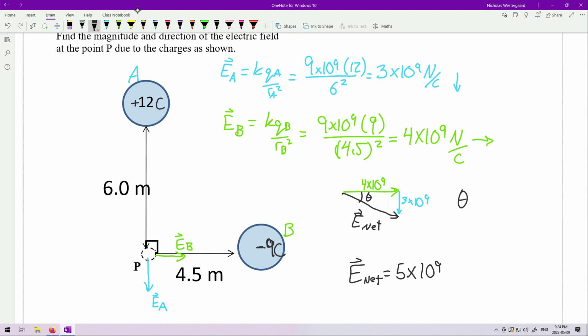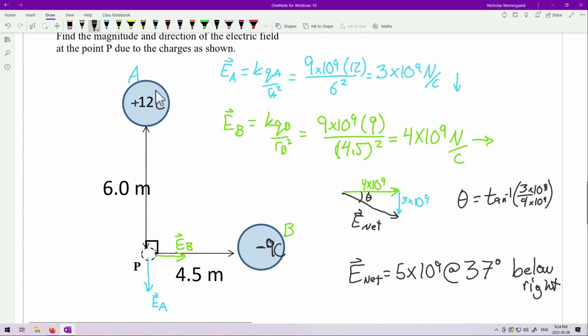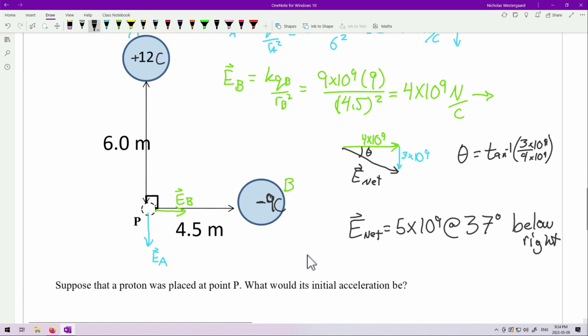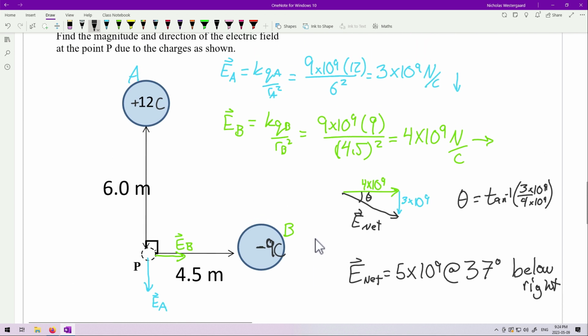If you want, feel free to double check by taking the arctan of 3 over 4. Sure, the times 10 to the 9 you can include, but it cancels out. But I'm pretty sure that's 37 degrees below right. Double check that in your calculators. I like using this Pythagorean triple because it's easy. So that's what we got for our electric field.